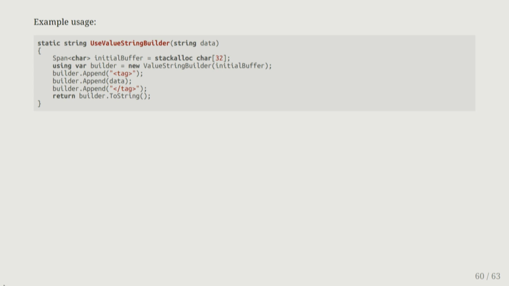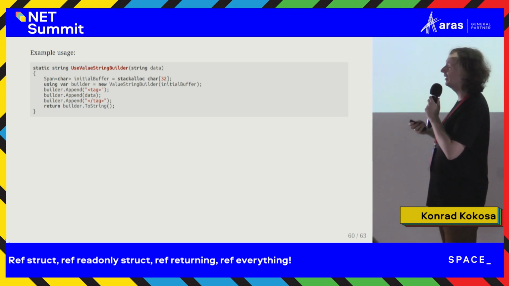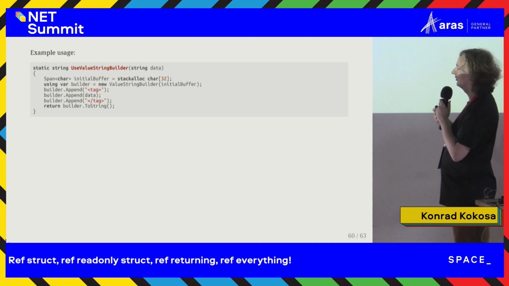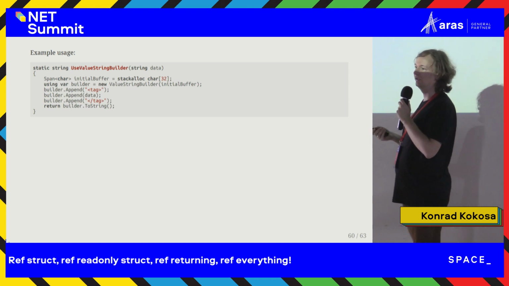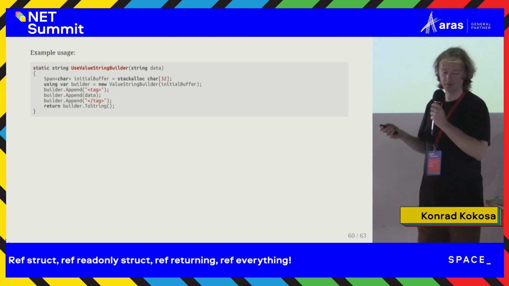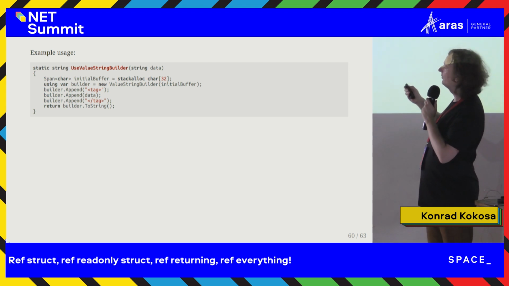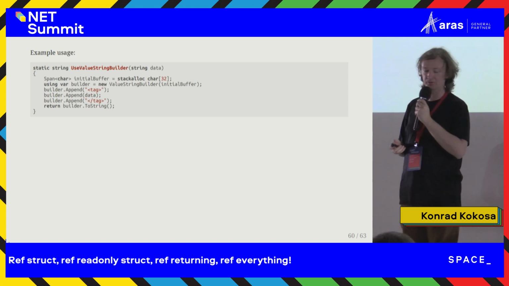I'm creating a very small buffer on the stack with the help of the stackalloc keyword, so I'm not touching any heap here. There is no GC pressure here because everything happens on the stack, or maybe even in registers because JIT is able to optimize it. And I'm appending some things, and in the end, I'm creating the resulting string because I need the string. That's why value string builder expects a buffer from outside, because I would like to be able to create a stackalloc and pass it inside the value string builder.